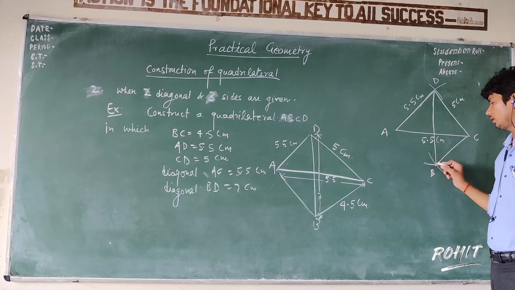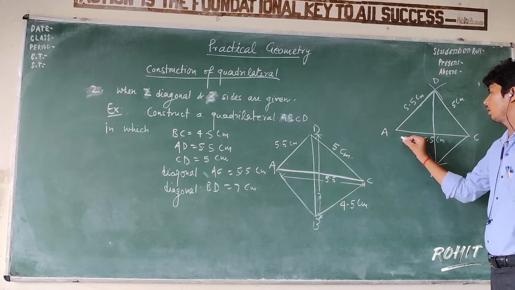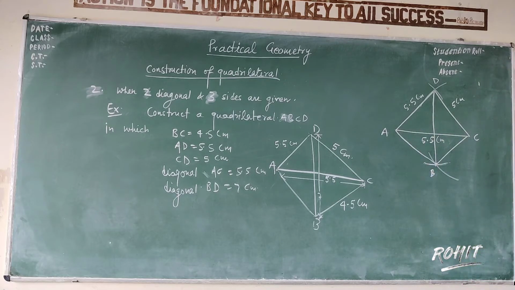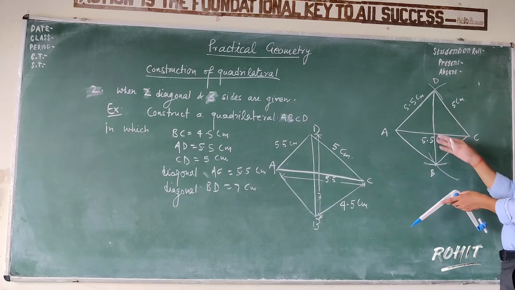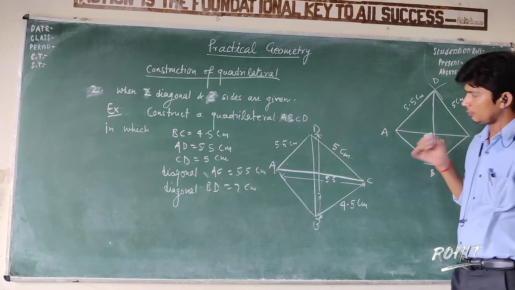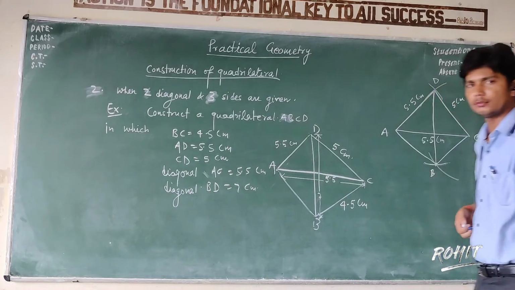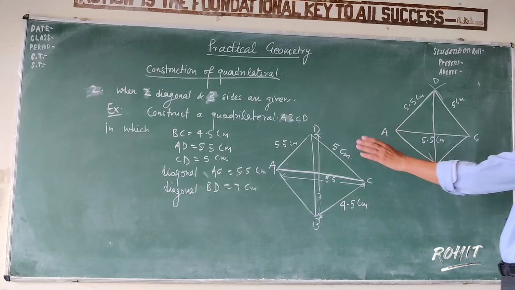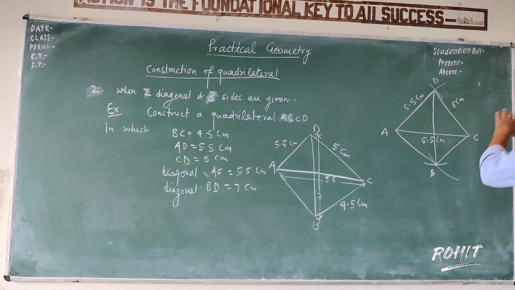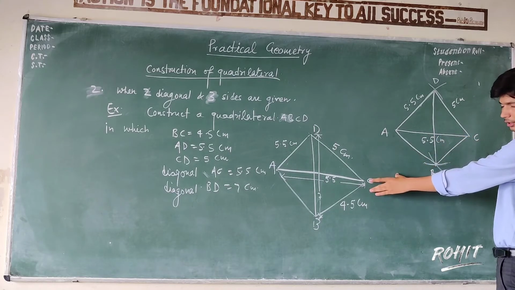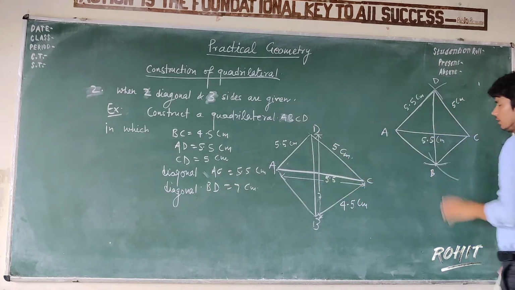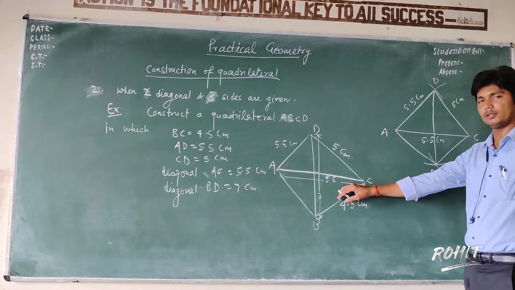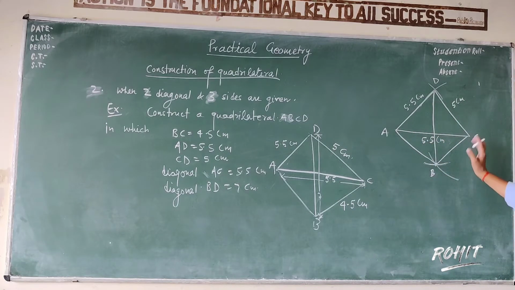Now join B to A without any hesitation. Join A to B. This is the required quadrilateral, and this is based on the given information. So when two diagonals and three sides are given, then how to draw a quadrilateral? First draw a rough sketch, and then with the help of this rough sketch, it is easy to construct the quadrilateral.